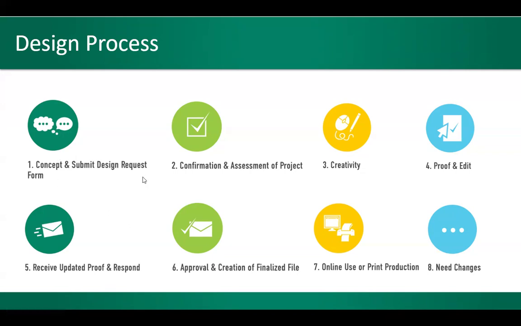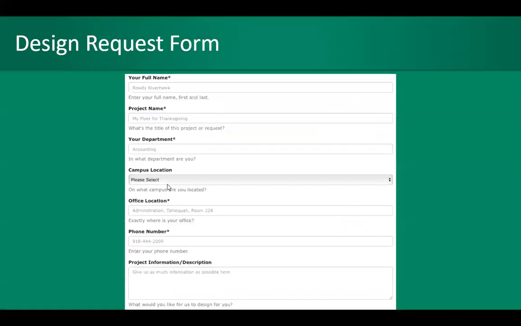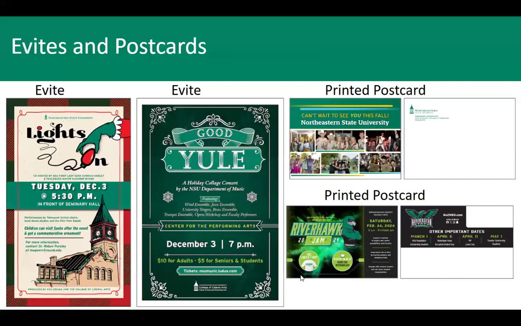The first one is you have a concept. It's a poster, email, brochure, a flyer. And this request is submitted using the design request form, which is at the bottom of that same page. So you fill all this out and you submit it. And it's a good idea to know what you want and how it will be used.